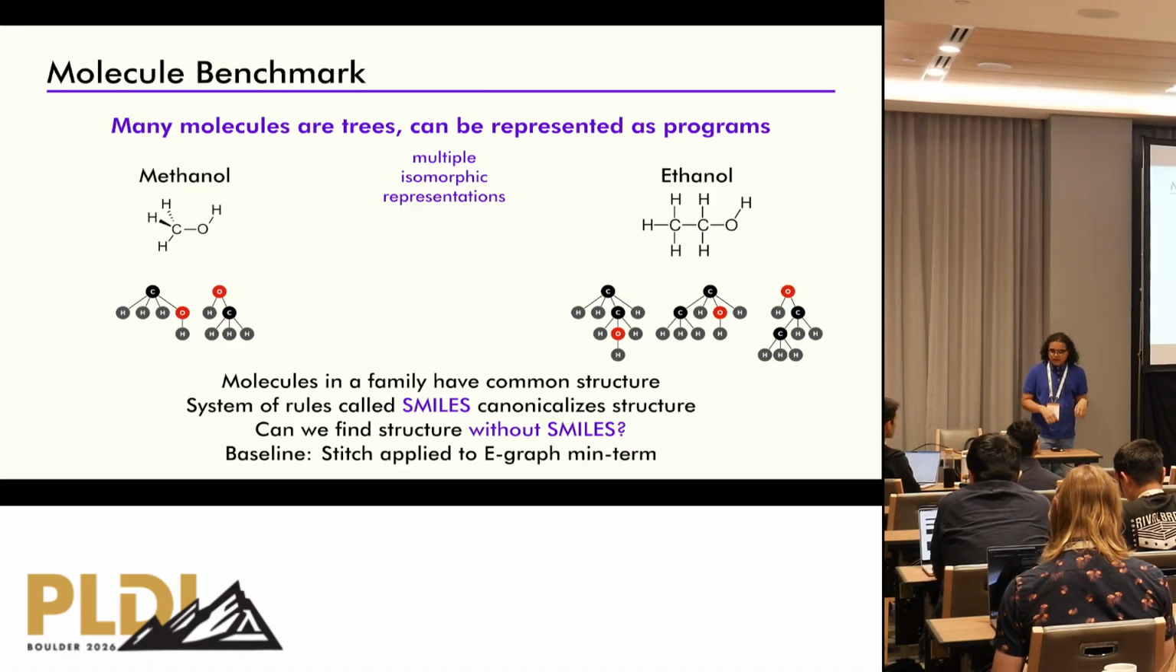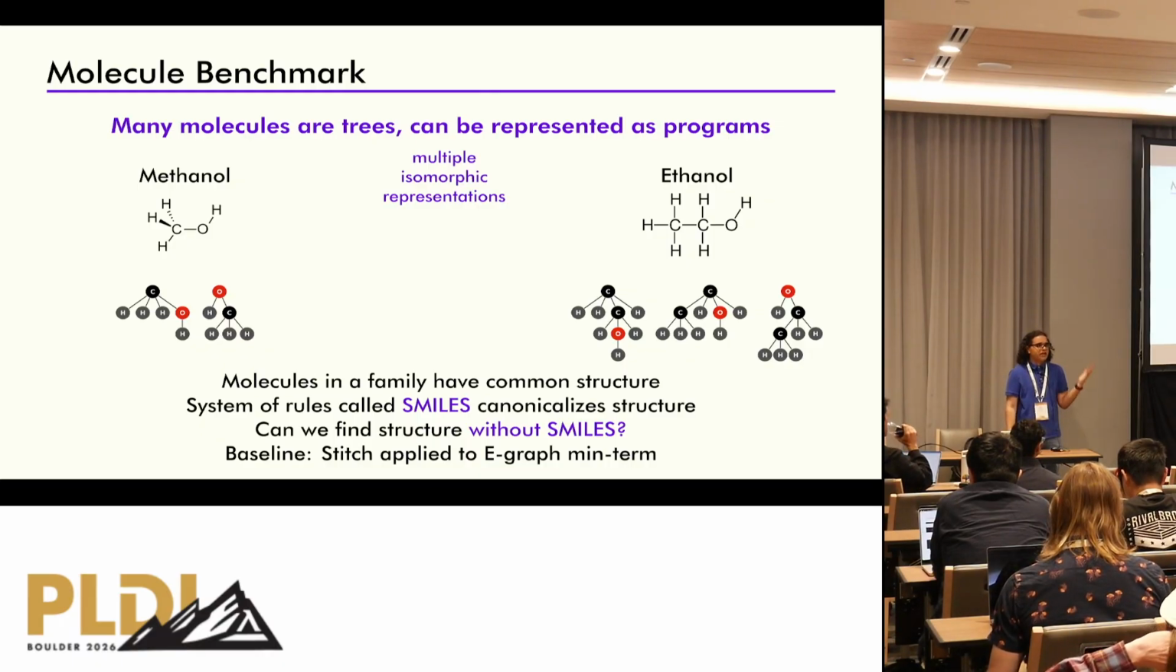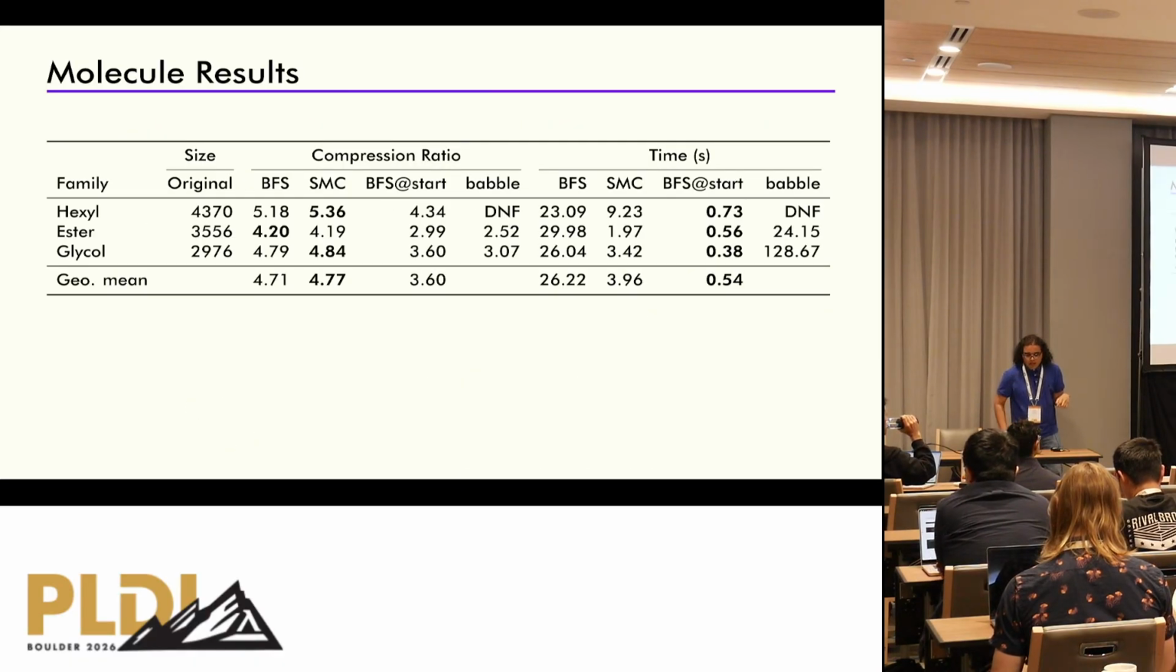And the baseline here is, in effect, Stitch applied to the eGraph's min term. We're doing this because throwing stuff into an eGraph and finding the minimal term itself does canonicalization for you. So we just want to make sure that we're actually getting advantage from searching over an eGraph rather than just from the eGraph existing in the first place. So that leads us to our molecule results.